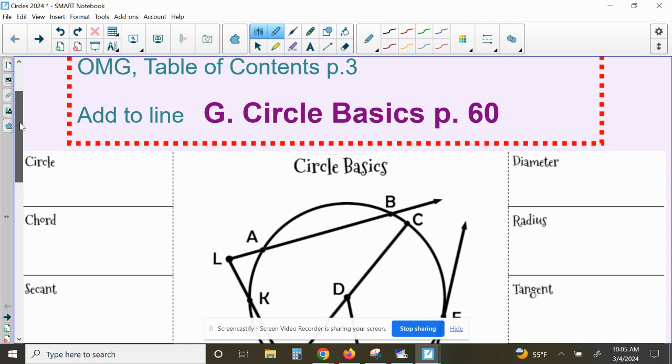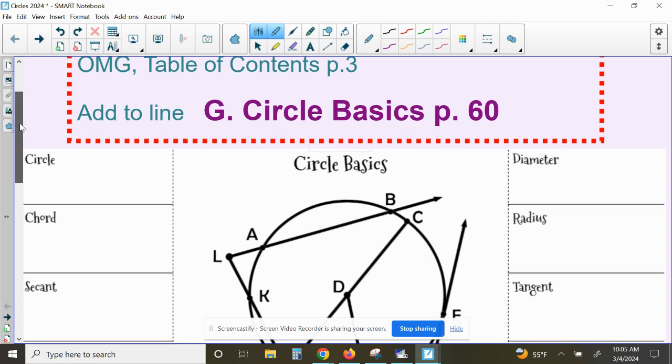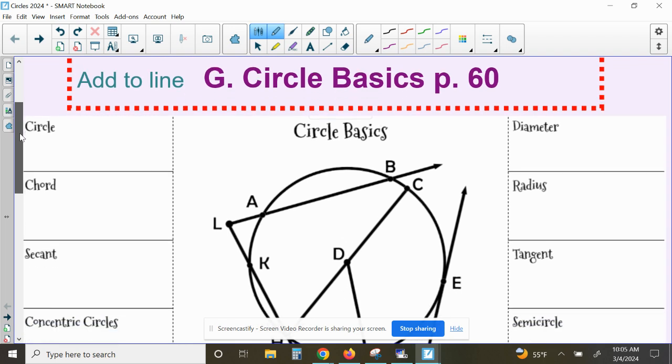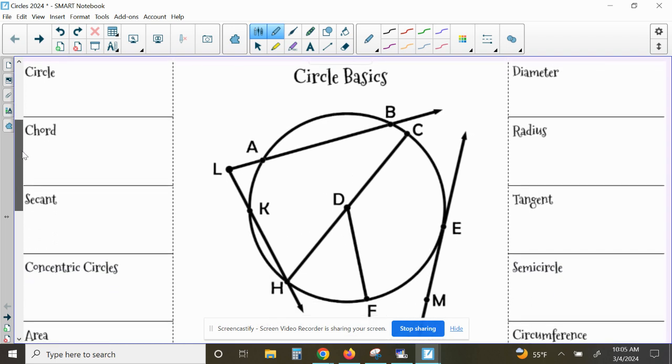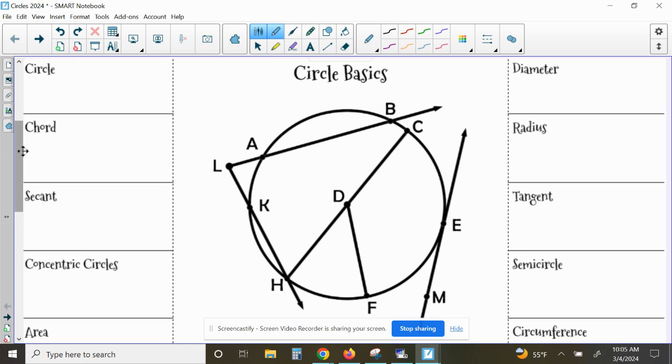Okay, I'm going to scroll. Circle Basics, page 60, on line G. And then we're going to go ahead and open our foldable up. Okay, you see lots of words on here. Scan them. How many of these words do you already know? Have you ever heard of any of these words?